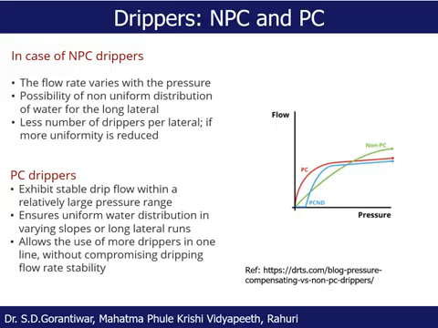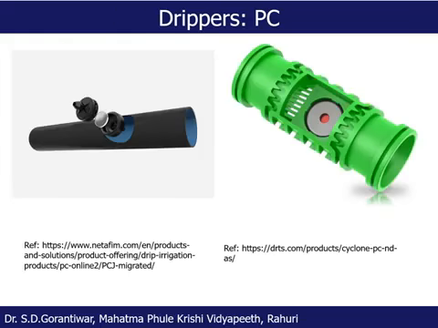Okay, next, this is how the PC dripper will look like. I have shown two kinds of the PC dripper. One is online PC dripper and another is inline PC dripper. In both the drippers, you see there is a diaphragm actually. If pressure changes, this diaphragm will also move in such a way that if the pressure increases, then the opening of the emitter will reduce. Okay, so that by continuity equation you will get the same discharge.